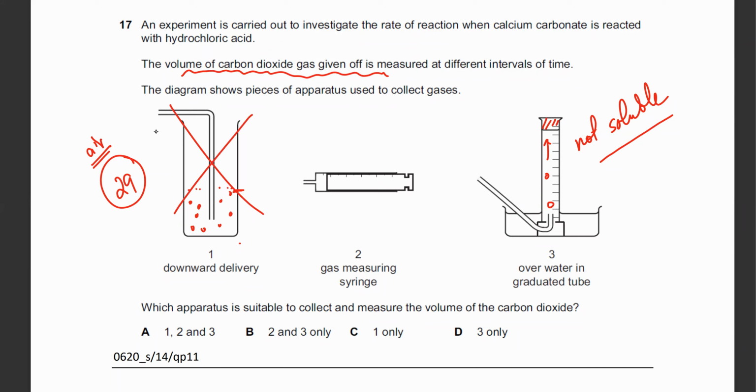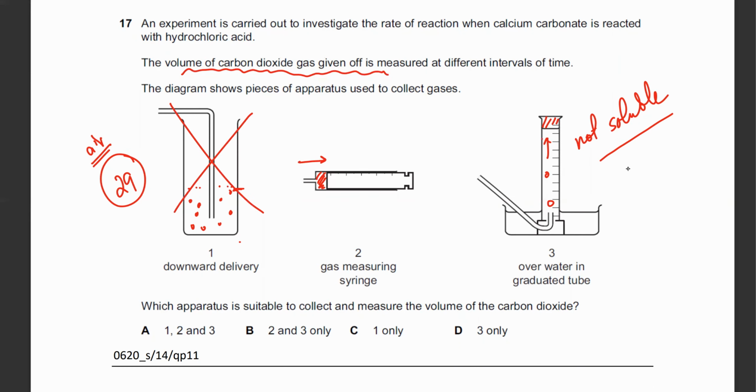Can't really use that. The second and the third one are specifically used for measuring the volume of gas, because as more gas enters, what's going to happen to the piston? It's going to get pushed back. So you can clearly see that this is the amount of gas that has been collected. And similarly for this one as well, as soon as more gas fills up, you can clearly see that there's more and more gas filling up. So you can measure the volume of gas. Okay, so is this clear?